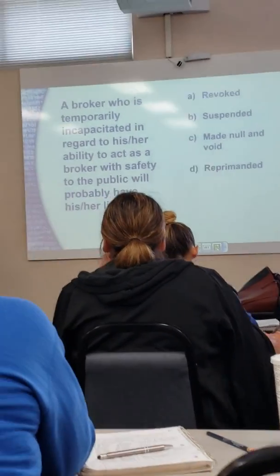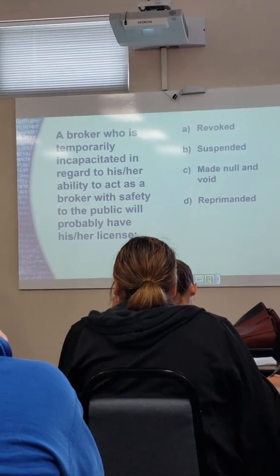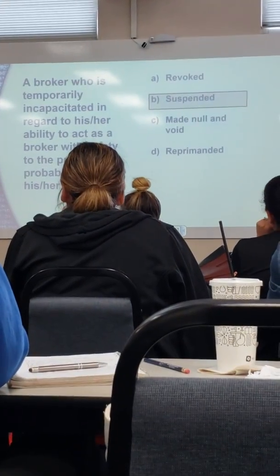Broker who is temporarily incapacitated in regard to ability to act as a broker with safety to the public will probably have his or her license suspended. The key word there is temporarily incapacitated. They will not revoke the license, they will suspend the license until the broker is capable enough to continue practicing the service. It's called a suspension.